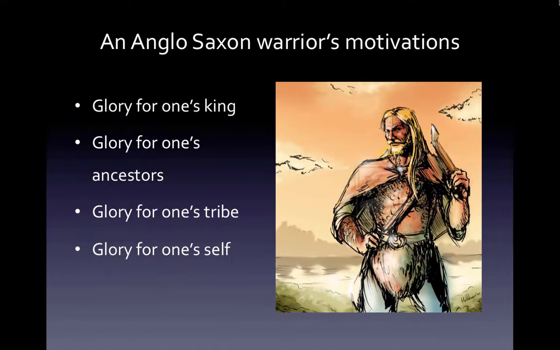Anglo-Saxon warriors were motivated by four main things, which, in reality, was one thing: glory. Glory for one's king, glory for one's ancestors, glory for one's tribe, and glory for oneself. The pursuit of glory determined everything that they said and did, both on and off the battlefield.